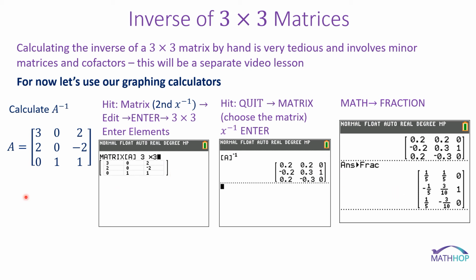So that's it. Those are identity and inverse matrices. 2x2 inverses, absolutely you calculate by hand. A 3x3 inverse, for now we calculate using our TI calculators. We will do a video later on how to do it by hand.